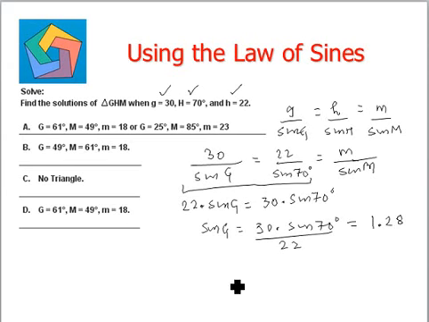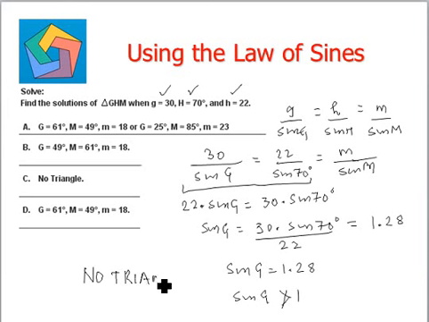Now here we're getting that sine of an angle equals 1.28, which is not possible because the maximum value of sine of an angle can be only 1. So sine of an angle cannot be greater than 1. So hence in this question the triangle does not exist. So we say no triangle is possible, which can be seen in option C.